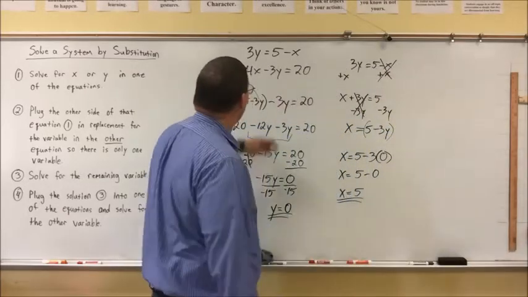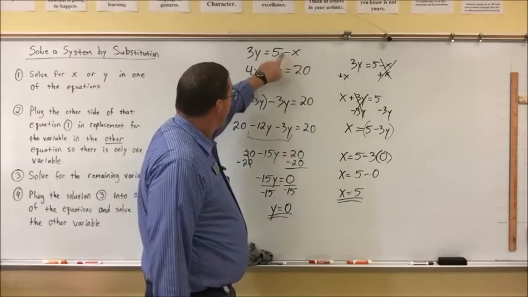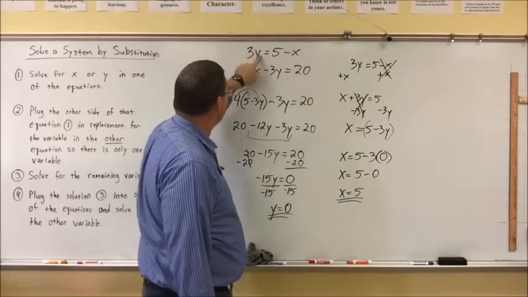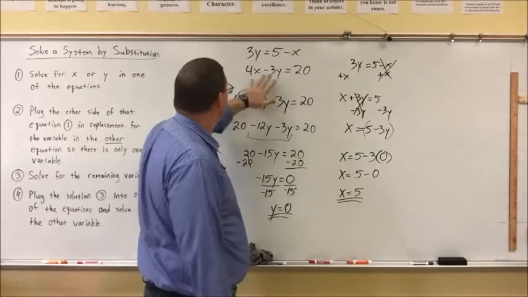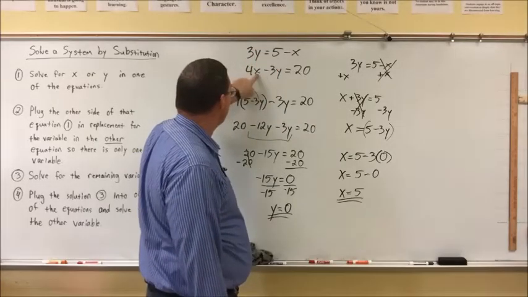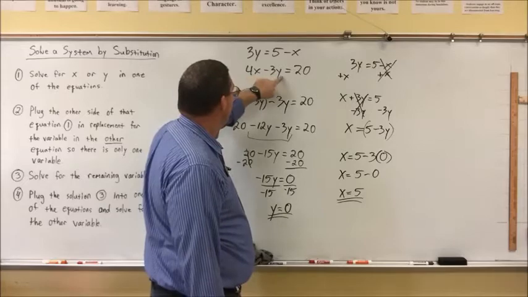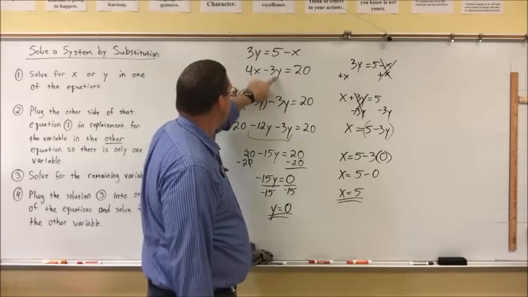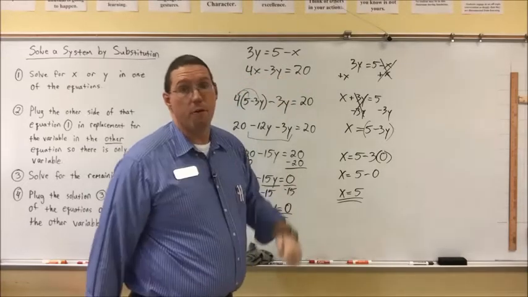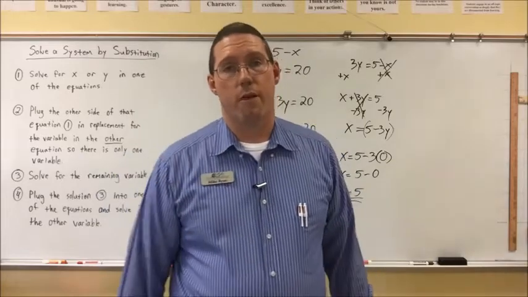We can plug them in. We can put a 5 here. 5 minus 5 is 0. 3 times 0 is 0, so we're good. Let's put it in here. 4 times 5, that's 20. 3 times 0 is 0. 20 minus 0 is equal to 20, and that's correct too. Okay? Let's do one more example.